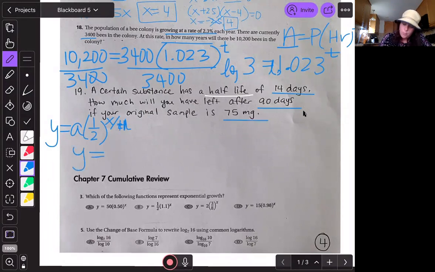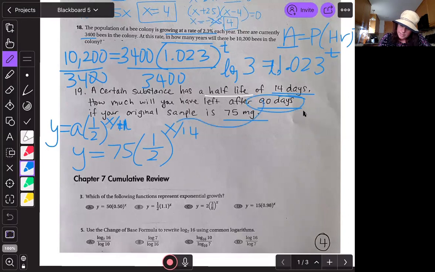All right, so we're looking for Y this time. So we have a sample of 75. The decay factor on half-life is always 1/2, half-life, and then X divided by 14. So how much is going to be left after 90 days? We're going to take 90 and plug it into there. So in your calculator, you're going to go 75 times 0.5 to the 90 divided by 14. And you should get that it's only about 0.877, we'll just go 87 milligrams. There you go.